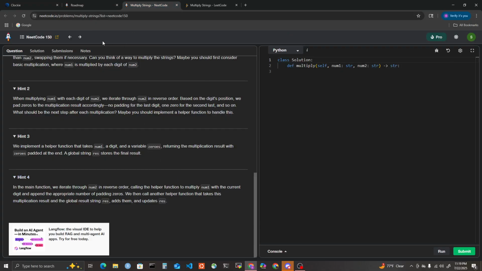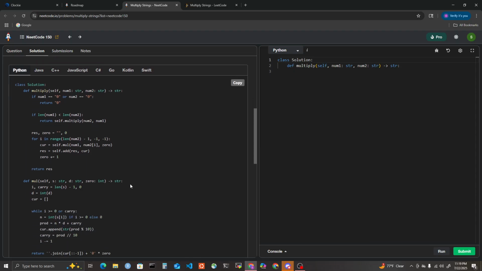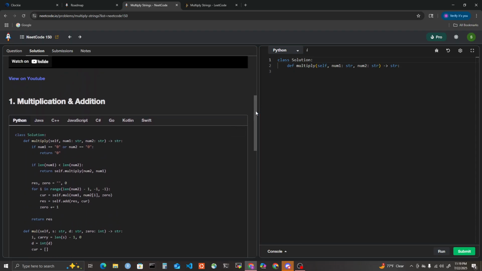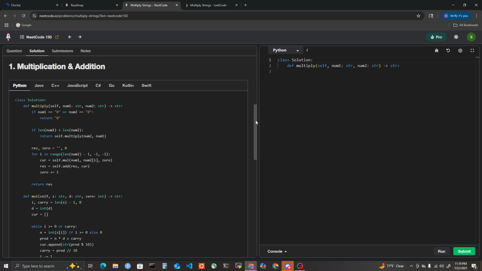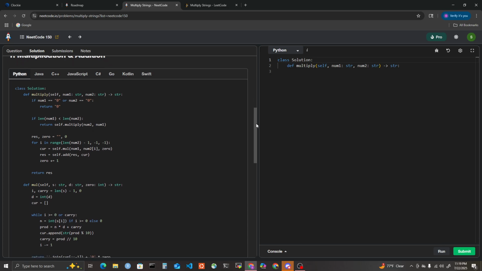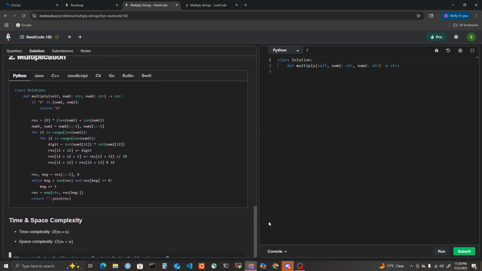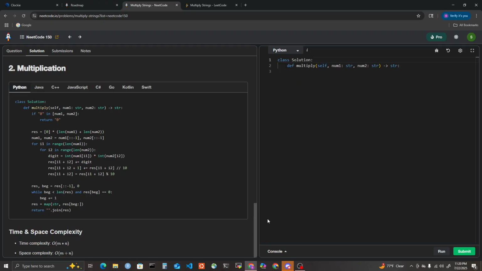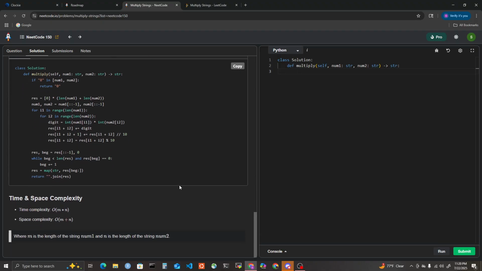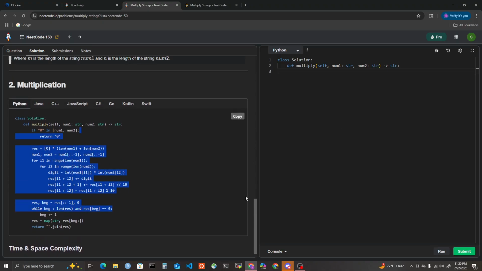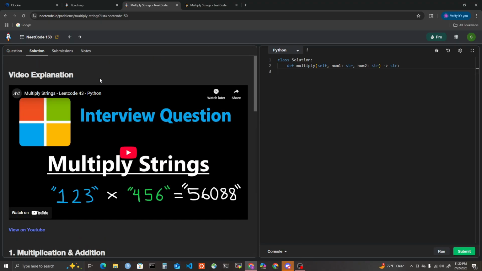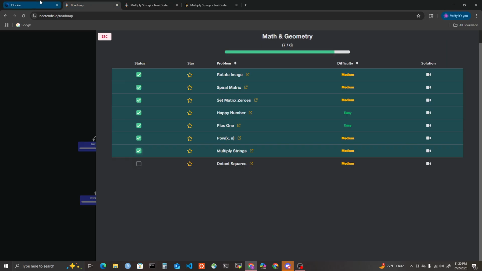Let's see what the actual answer is. Multiplication and addition. So they did a multiply, addition, multiplication. Interesting. Okay, so all right. This is a Microsoft question.